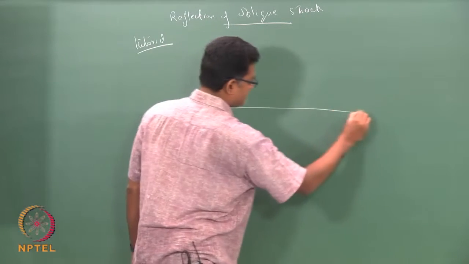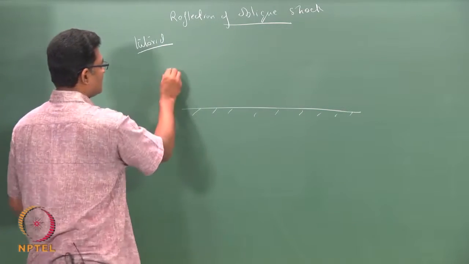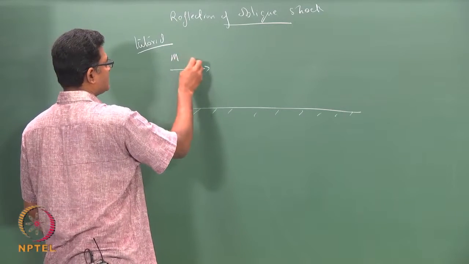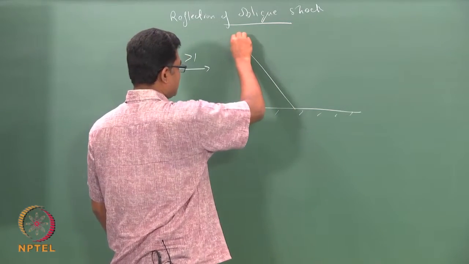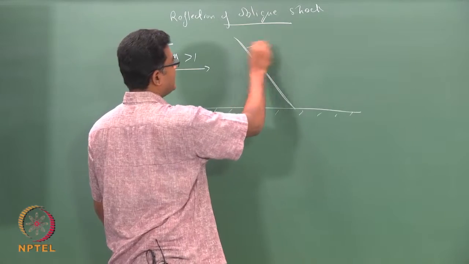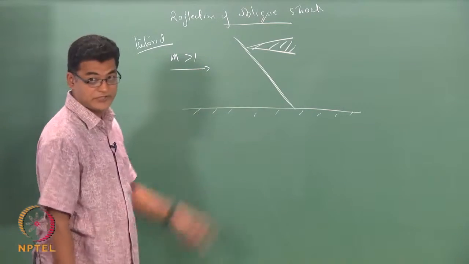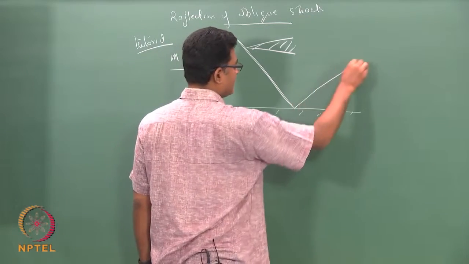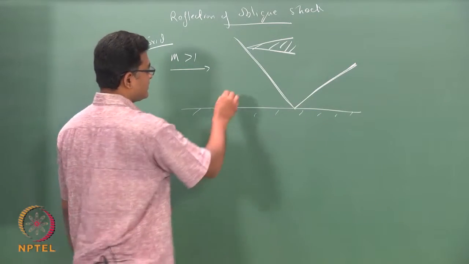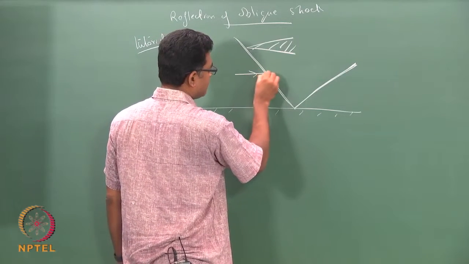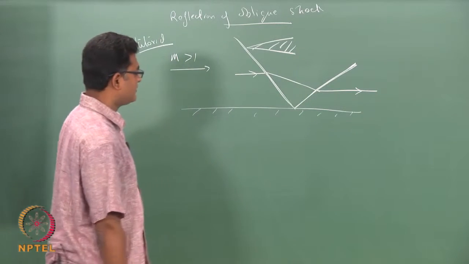So I have a flat plate. There is a Mach number which is greater than 1. There is an oblique shock that is sitting here, probably made due to some wedge that is somewhere here. So it creates an oblique shock, it comes, reflects at the surface, and then there is a reflected oblique shock. So the wave comes here, takes a turn, and then again turns it along with the flow.